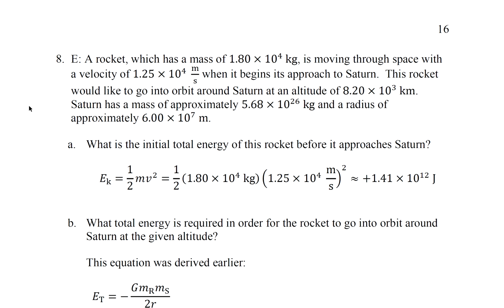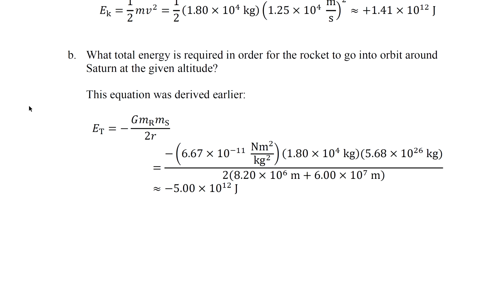Part A. What is the initial total energy of this rocket before it approaches Saturn? 1/2 mv squared. What total energy is required in order for the rocket to go into orbit around Saturn at the given altitude? It's this.